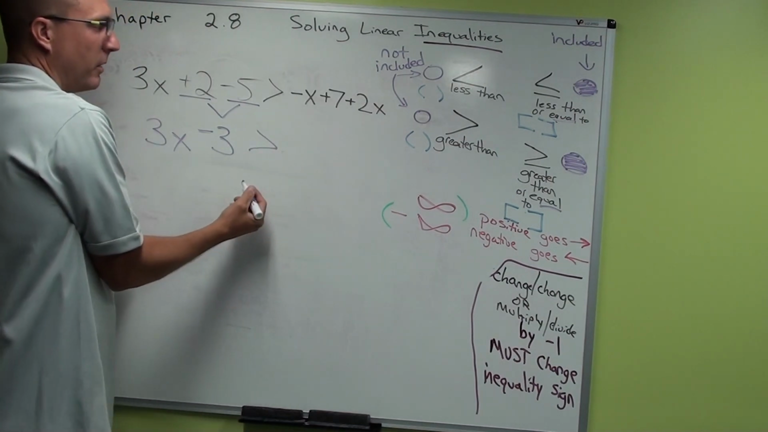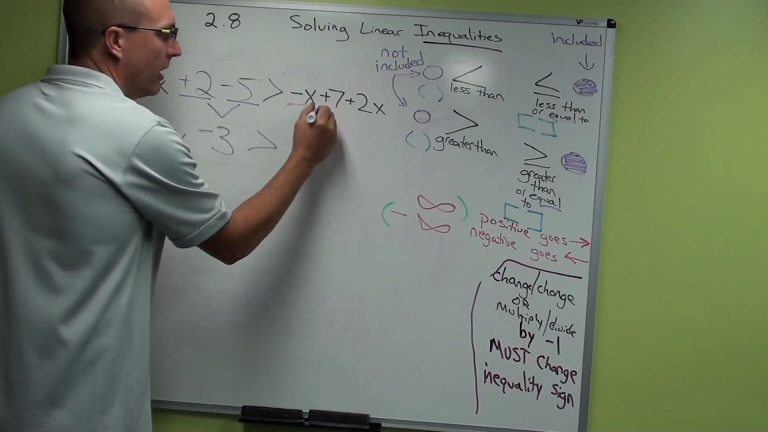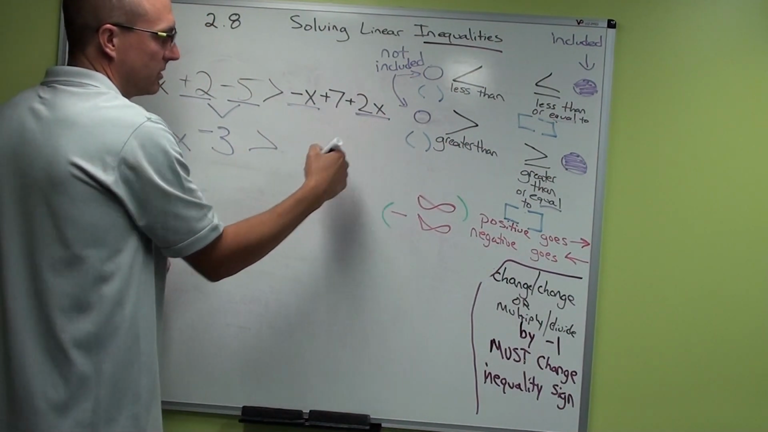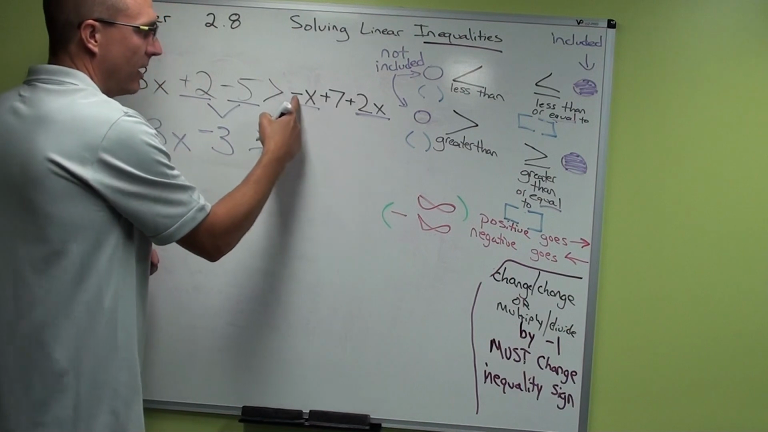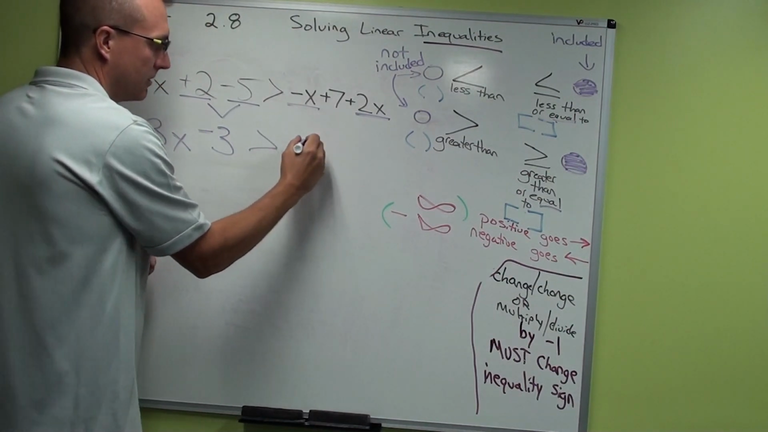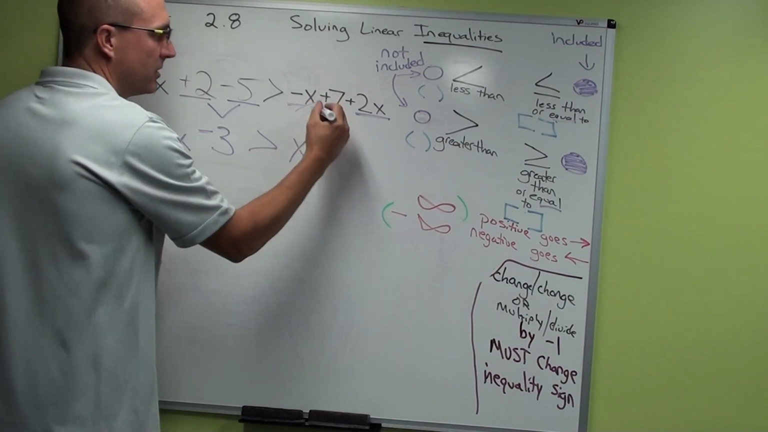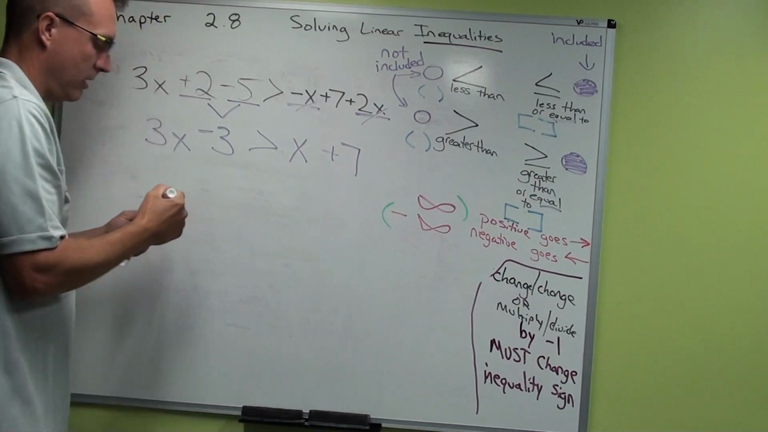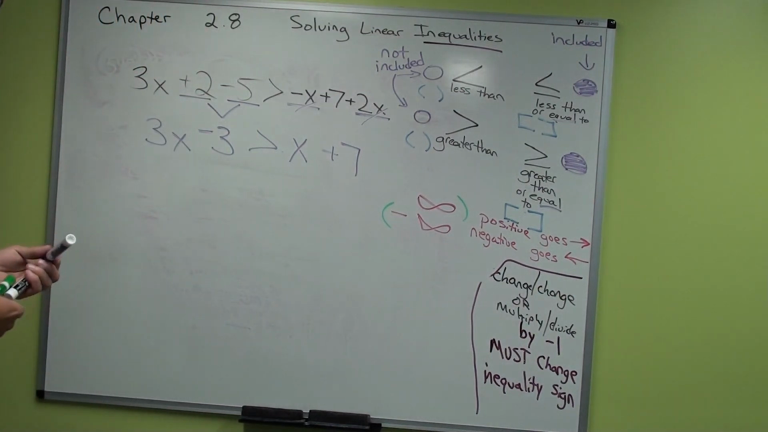On this side, we can combine an x and a 2x. This is negative x plus 2x. So I have 2 x's. I got rid of a minus x. That's going to leave me with an x. So that means this and this are gone. Bring down your 7. Now the problem is more manageable.